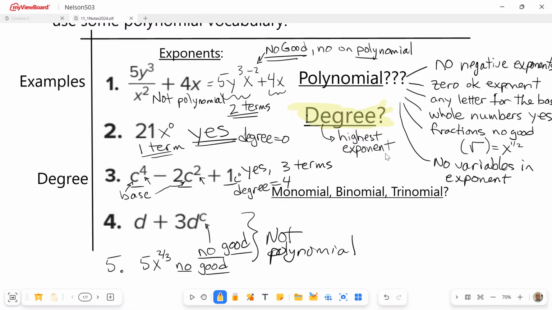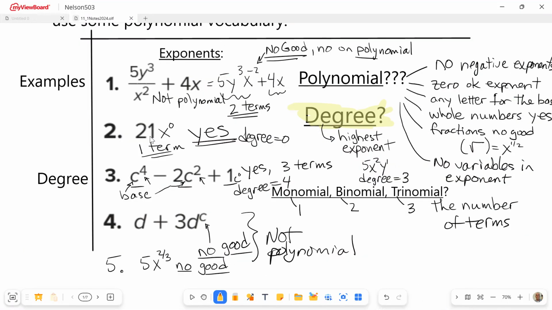Now, it does get a little tricky if you had 2 variables. Let's say you had like 5x squared y, because there's a 2 here and a 1 there. The degree equals 3. You have to add the exponents if you have more than 1 variable to figure out what the degree is. Now this part's easy. Mono means 1. Bi means 2. Tri means 3. This is how many terms they have, the number of terms, and they give them a fancy word like monomial or binomial.